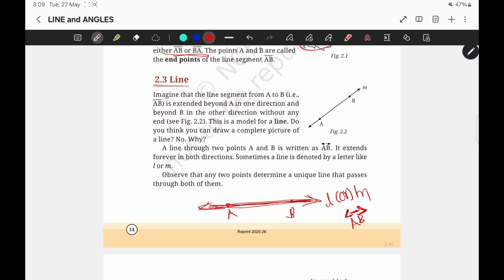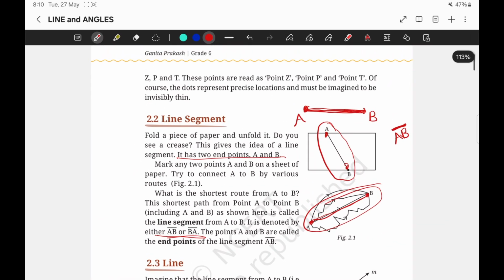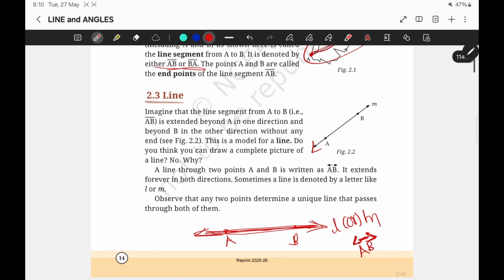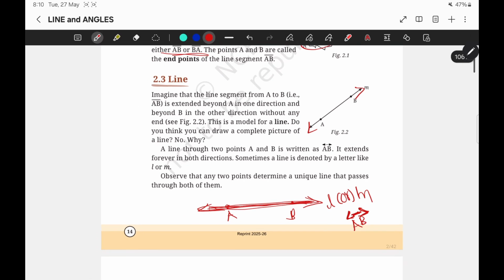If we put arrows on both sides of a line, the meaning of the arrow is that it will extend. If we do not put any arrow on a line segment, it means it does not extend. In a line it will extend, so we keep arrows like this, and the line can be denoted with L or M.